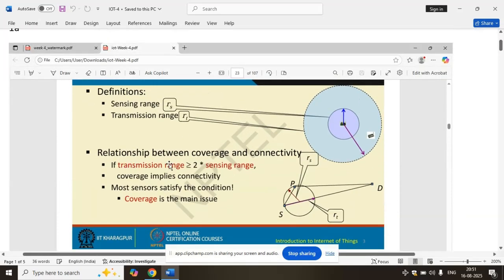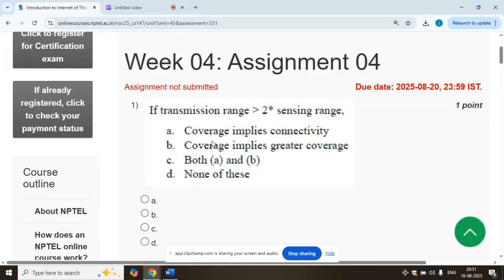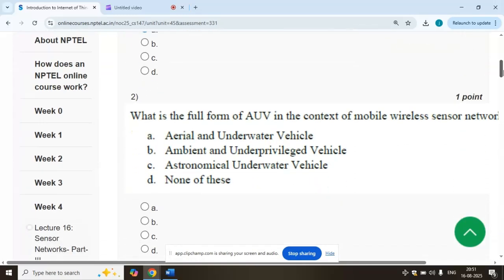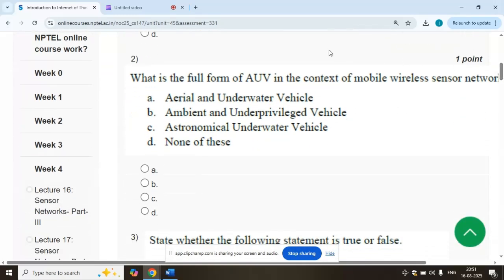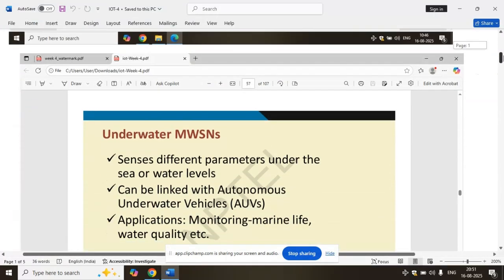So if the transmission range is greater than or equal to twice the sensing range, it means coverage implies connectivity. So answer is coverage implies connectivity. Option A. Second question. What is the full form of AUV? That we'll see now.